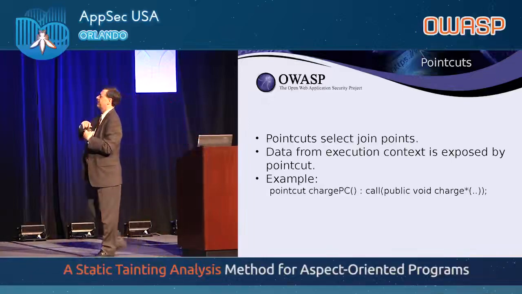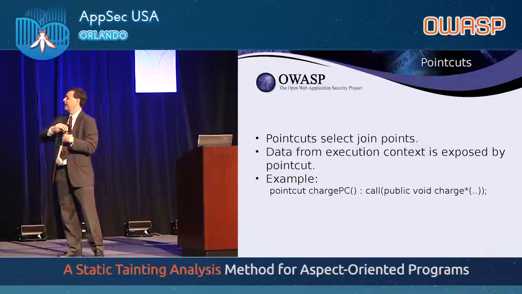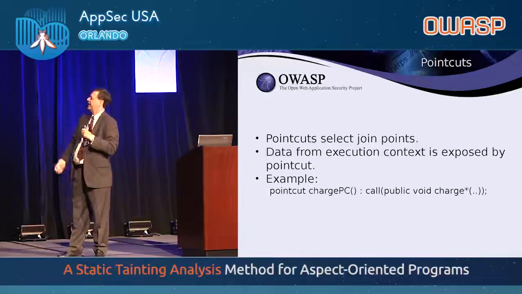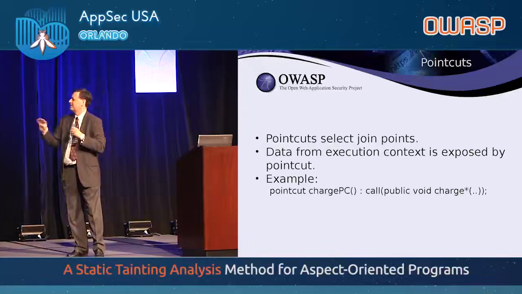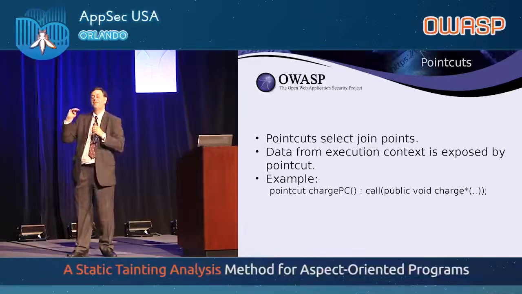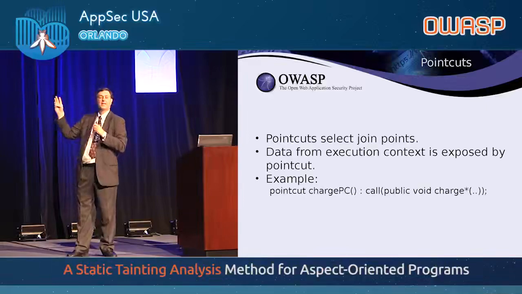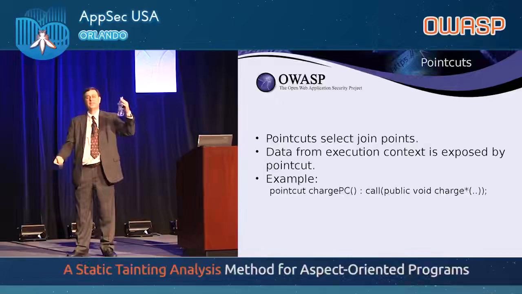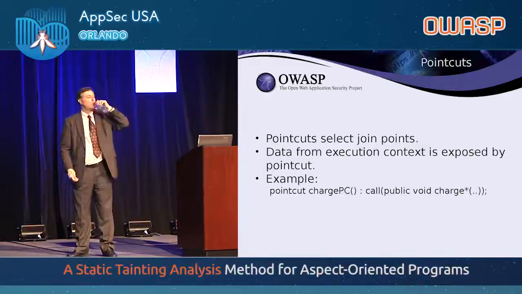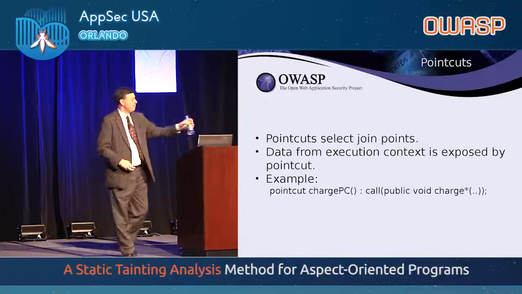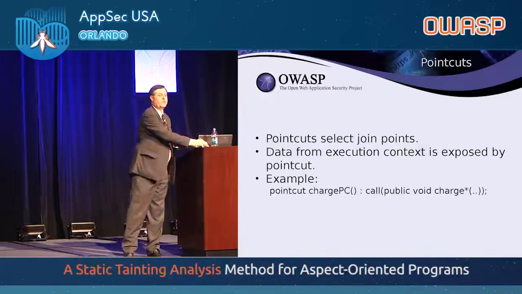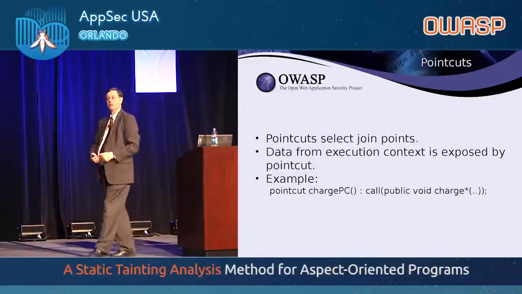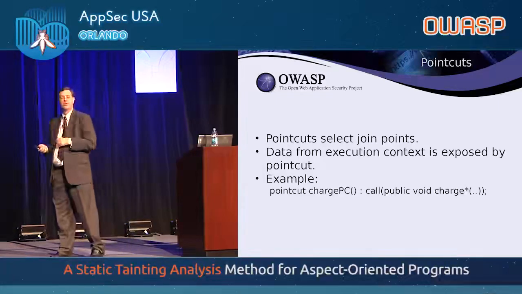So this point cut here says charge PC. It's got a name of charge point cut. And it's a point cut that says, I want you to find all of the functions that are public and that have a void, no return value, and begin with the word charge. So charge star is a wildcard, so find all the functions in my whole system that match that signature. And it's going to make a list of all those points in your code that match that signature so that you can do something with them.